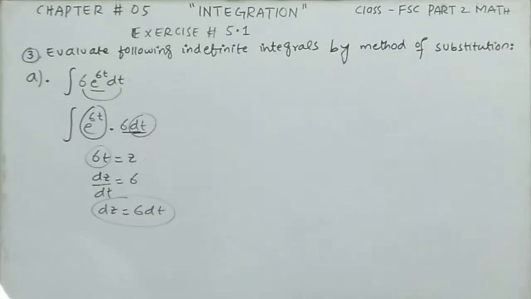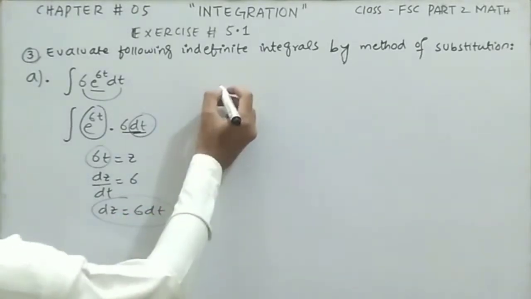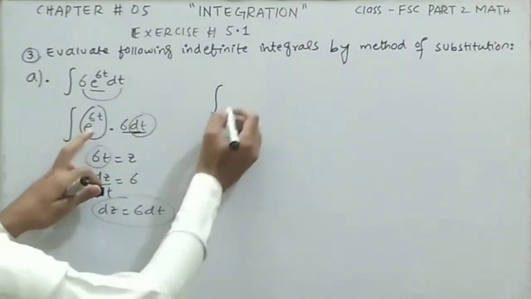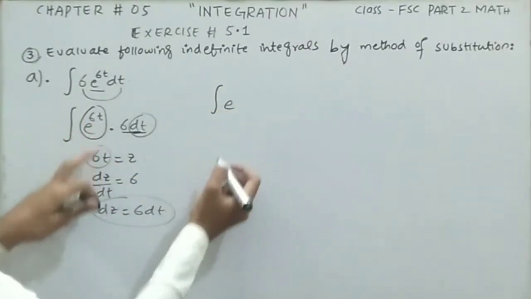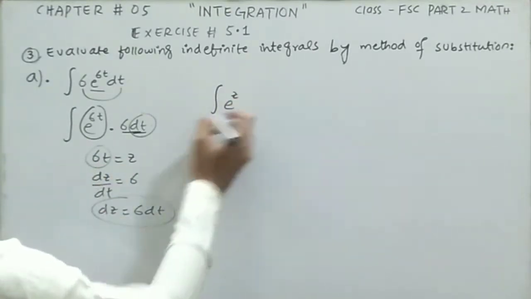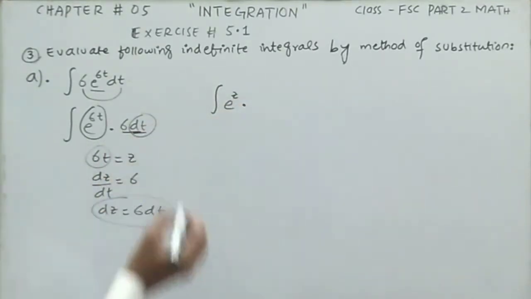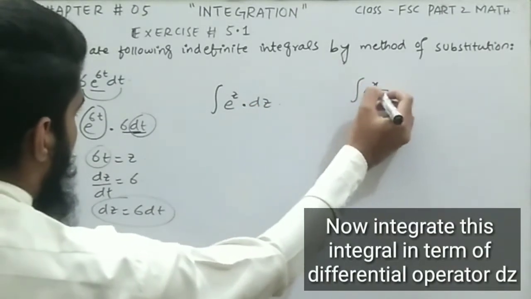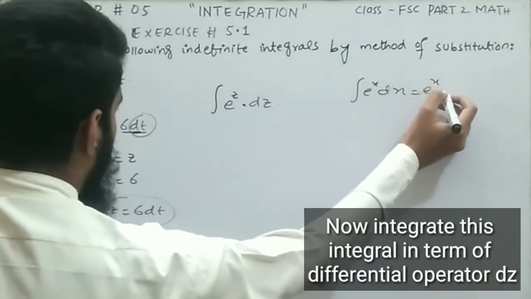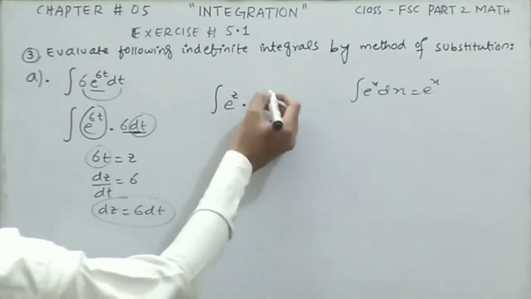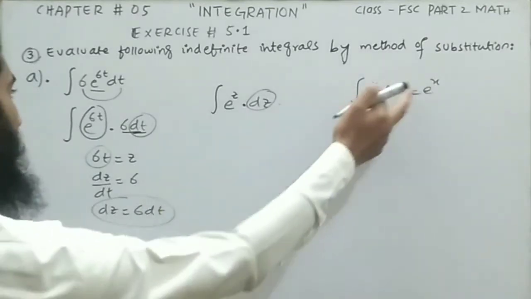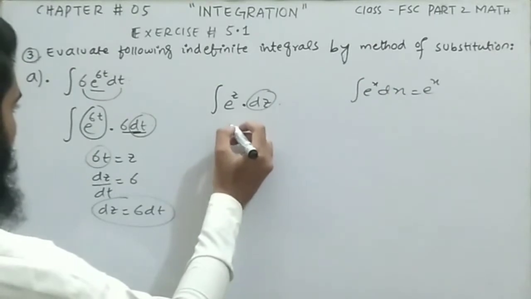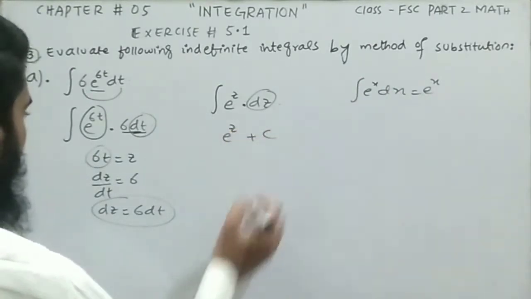Now putting these two values, our new integral will generate. So the integral of e power 6t, which we supposed is z, becomes e power z times 6 dt, which is actually equal to dz. Now remember that the integral of e power x dx is always equal to e power x. So over here the variable is z and the differential operator is dz. So the answer will be the same, but over here the variable is z, so we will just replace x with z. So the answer will be e power z plus the constant of integration.